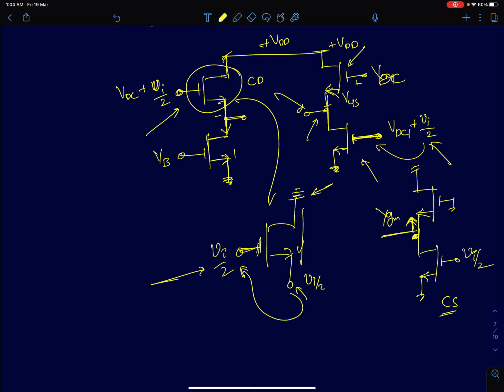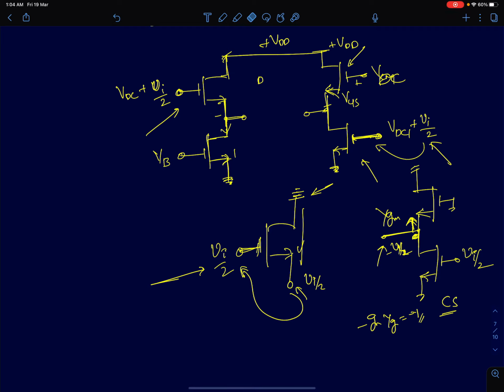Then I can write the voltage gain here will be minus 1. So the gain is minus Gm times 1 by Gm, which is minus 1, and the output voltage here will be minus Vi by 2. So now I've generated a differential signal using a MOS based amplifier itself. This will be Vi by 2, this will be minus Vi by 2.